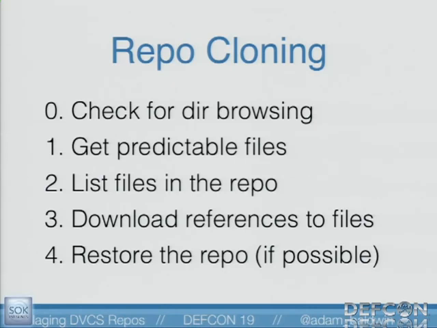After we get that index and we parse that index, we need to download references that index points to, and then we can try to restore the repository after that. In some instances, that's not 100% possible because of how the repositories store data, but you're going to get enough information.